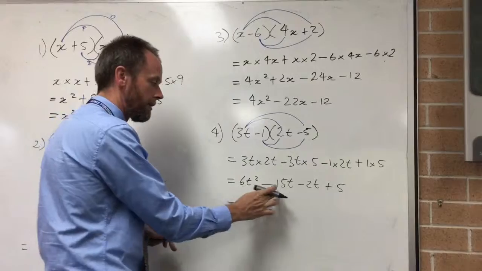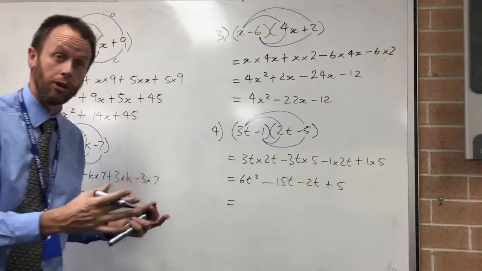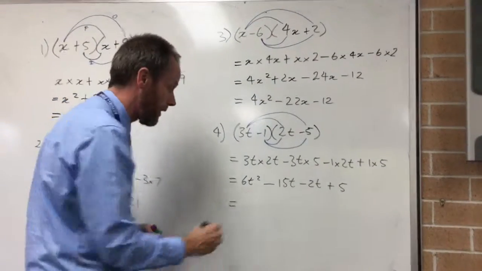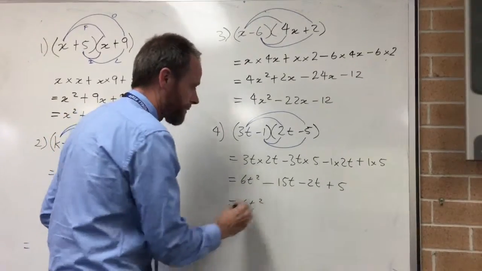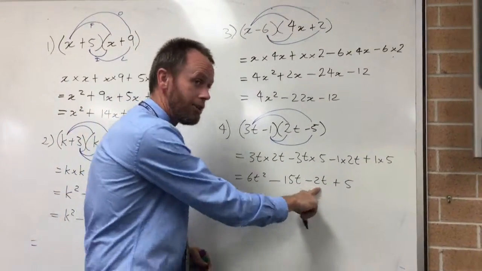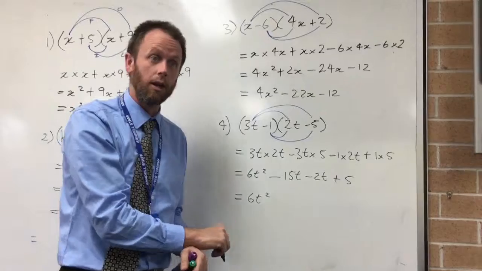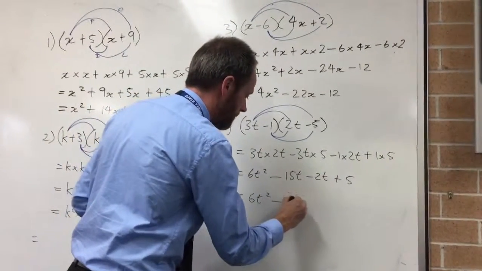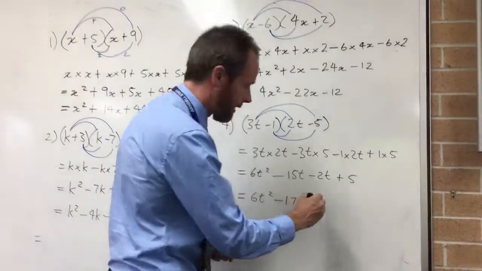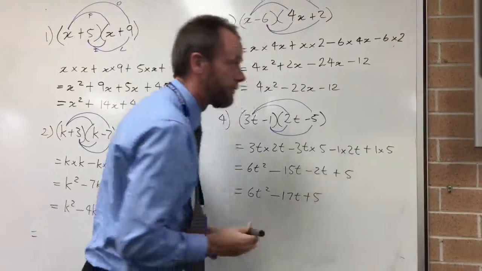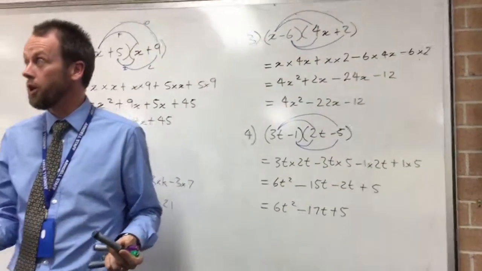Make sure you think about this one on a number line. I find that always helps, so I know where I'm at and where I'm going. 6t squared minus 15t minus another 2t gives me minus 17t plus 5. And that's how we expand binomial products.